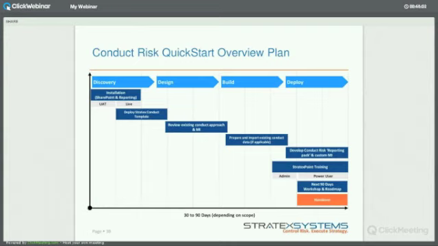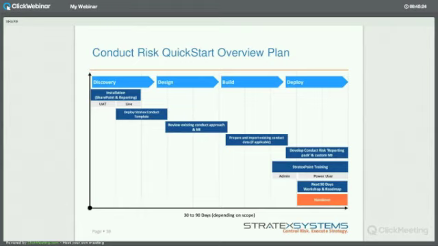Then we deploy the template that we've produced, and that's a good starting point for conversations around any requirements gathering and looking at existing data that you may have or frameworks you may have around conduct.